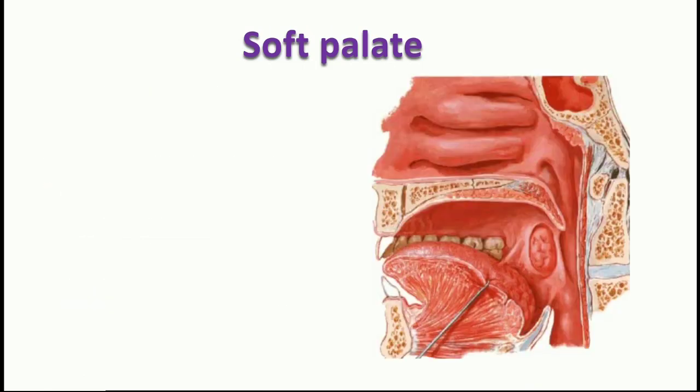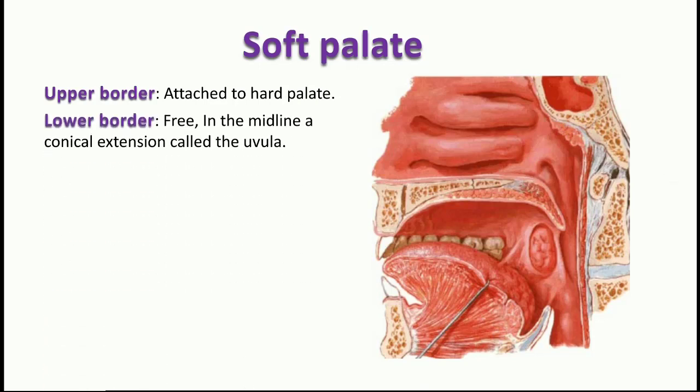So now coming to the borders. The upper border is attached to the hard palate, the posterior free sharp border of the hard palate called the palatine crest. Okay, it is attached to the hard palate. The lower border is free, and in the midline you see a conical extension which is called the uvula. And from this lower border, two folds extend.